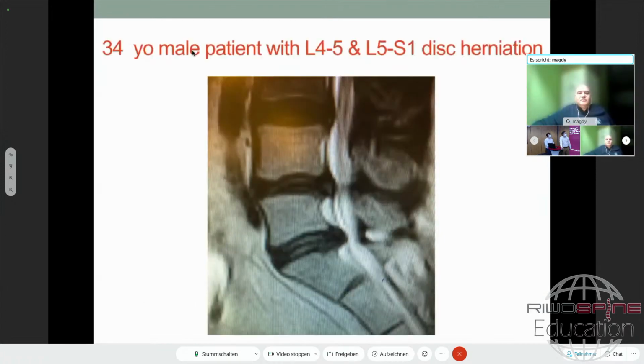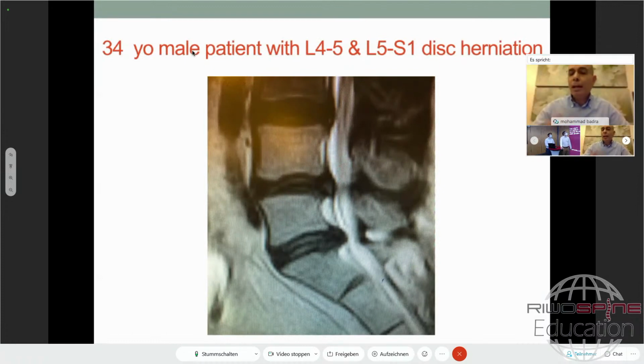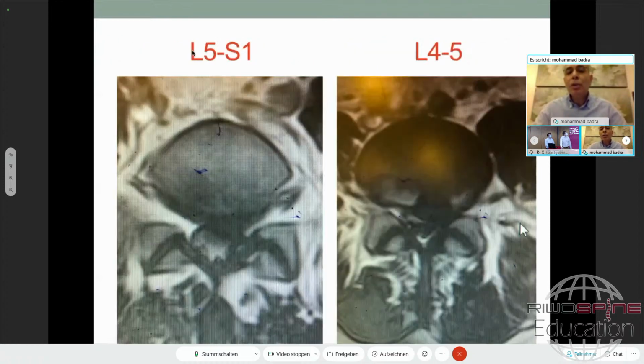Look at this patient also, L4, L5 and L5, S1 in the same patient. I have encountered, I think, 4 or 5 similar cases where I have to operate on both levels. So L4, L5 and L5, S1 on the same segment. So what to do? For this patient, I still apply my criteria.